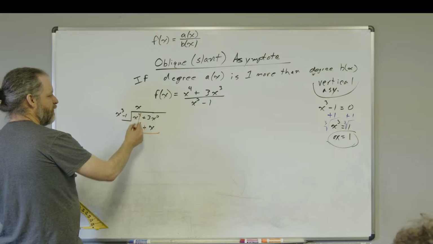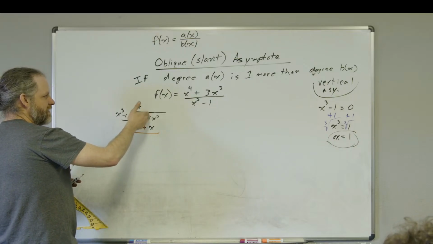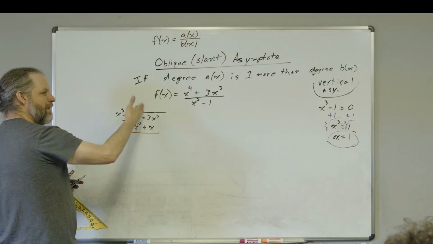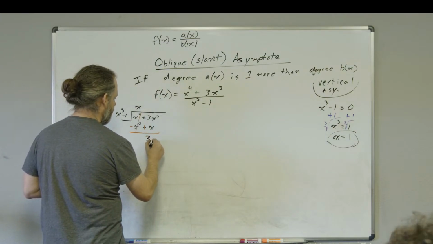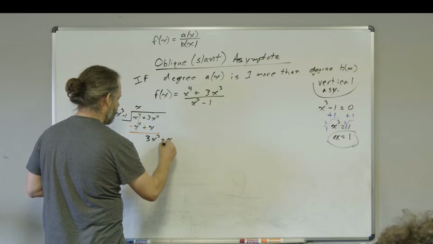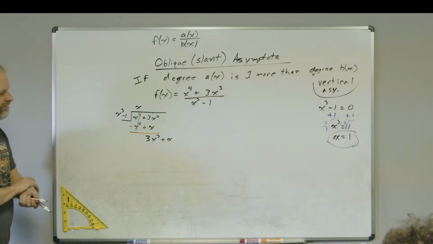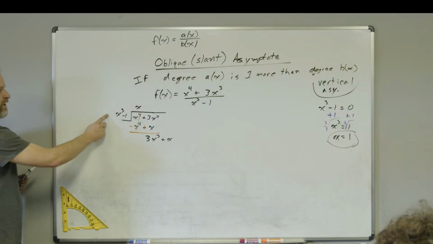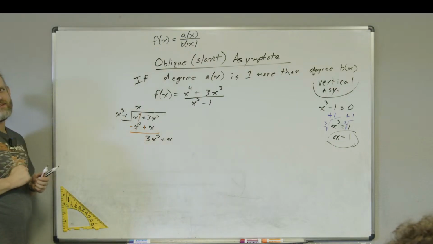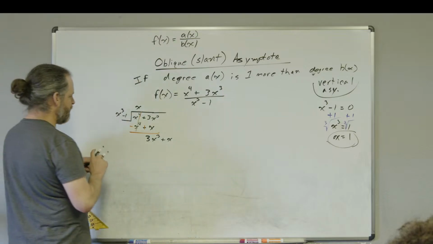X to the 4th minus x to the 4th cancels. Can we combine these? No. 3x cubed plus x. Now what do we do? Now we get the next one. X cubed goes into 3x cubed how many times? 3 times.